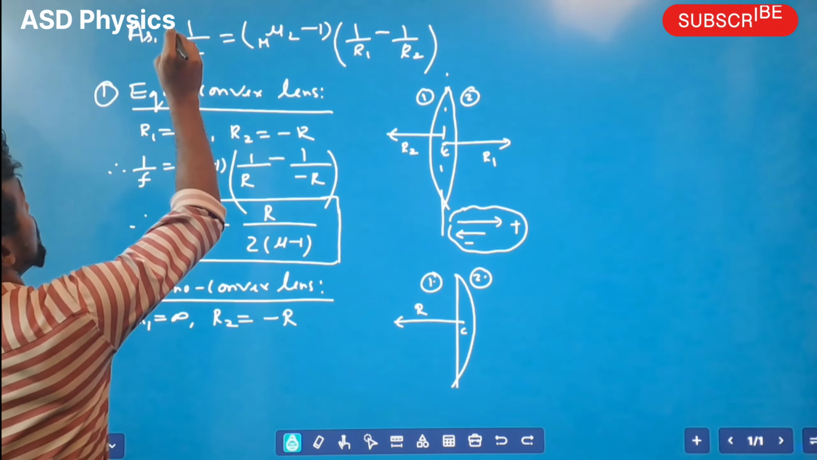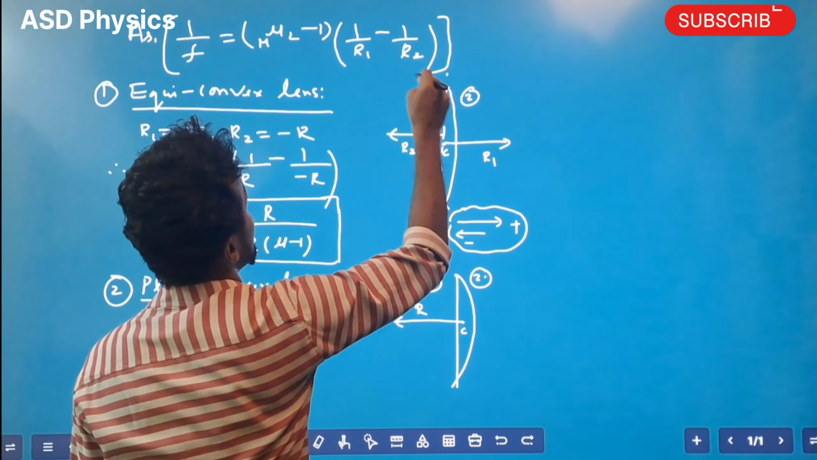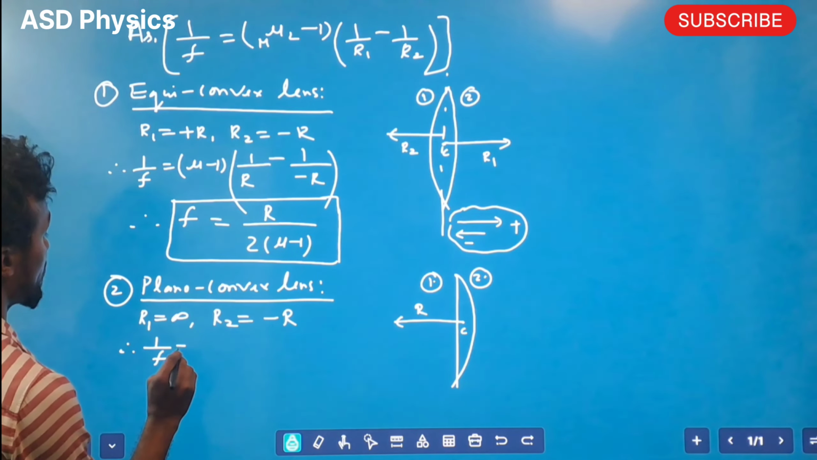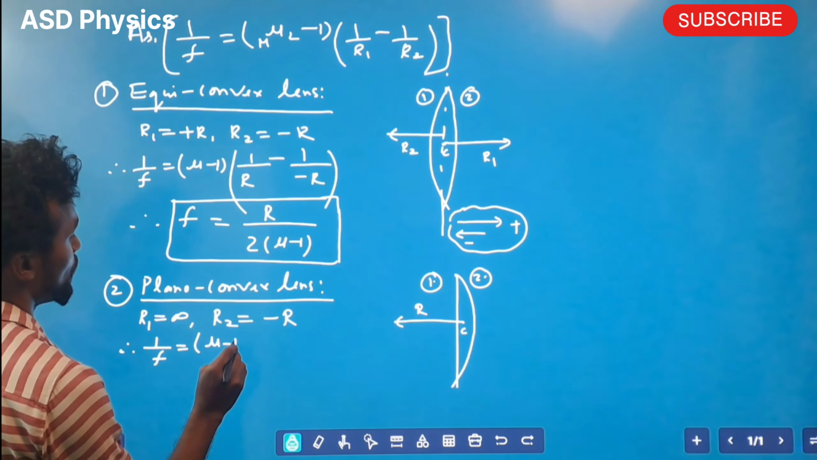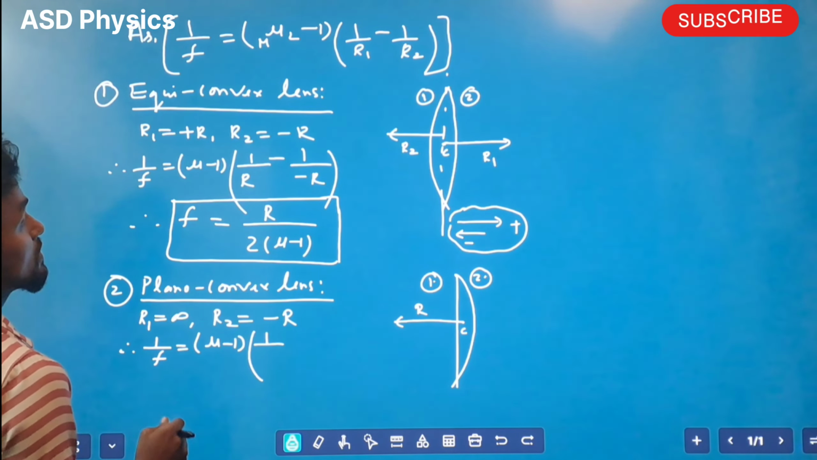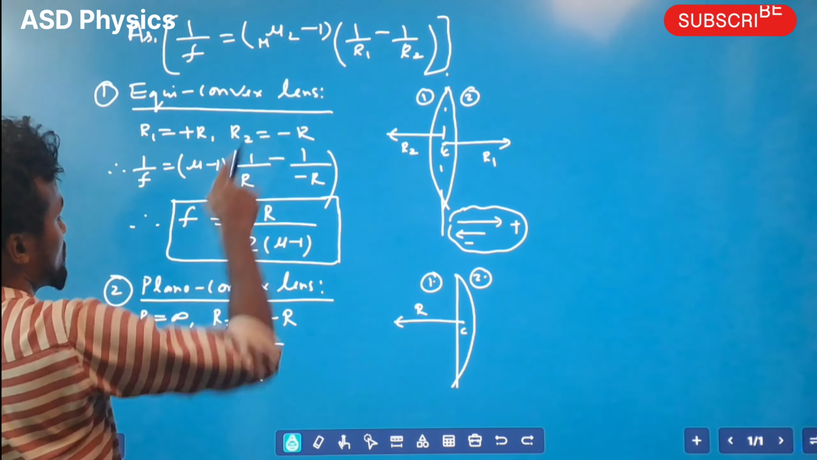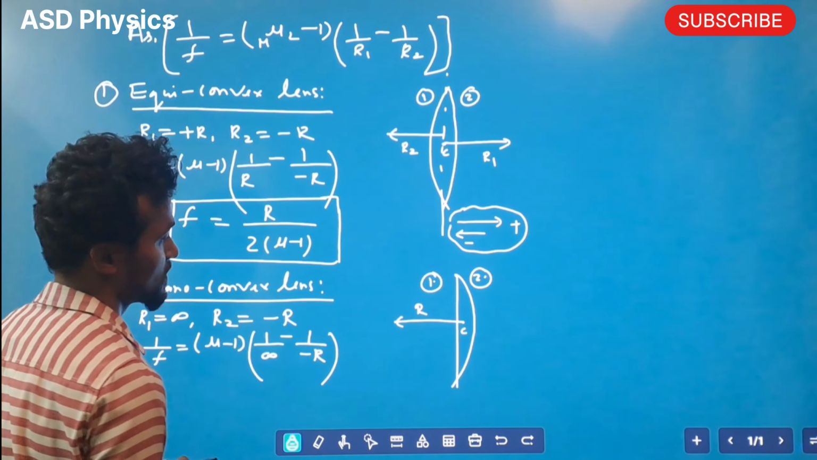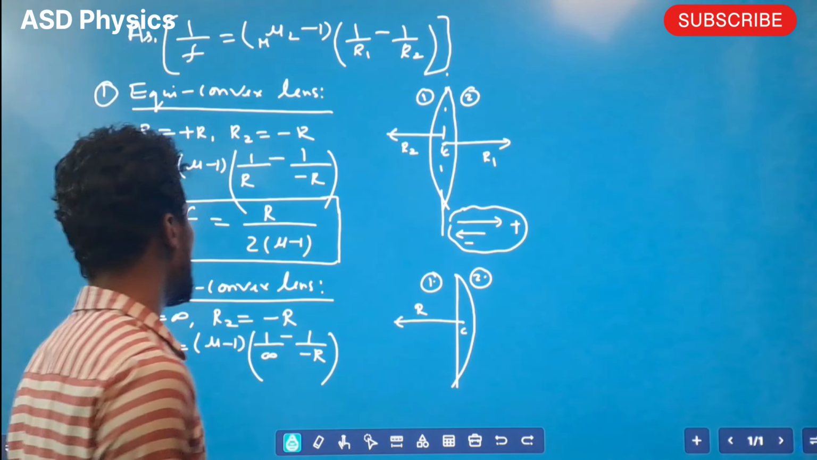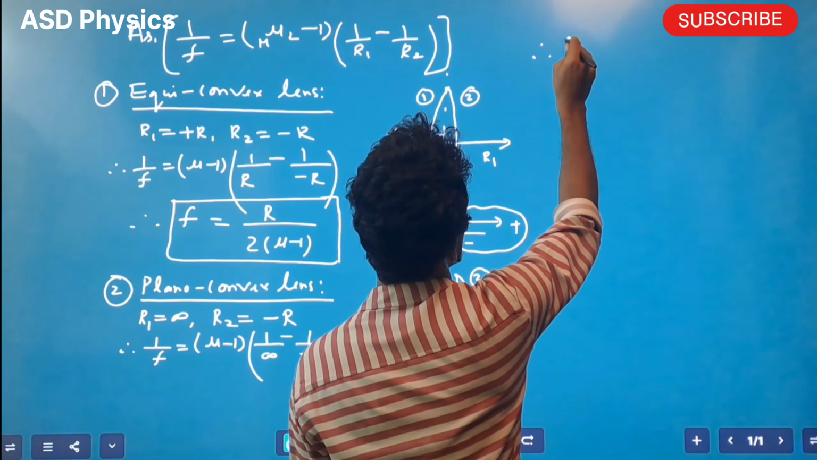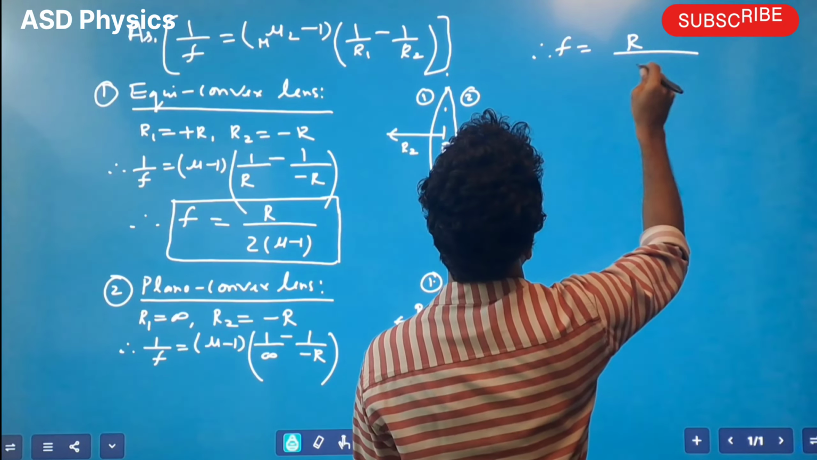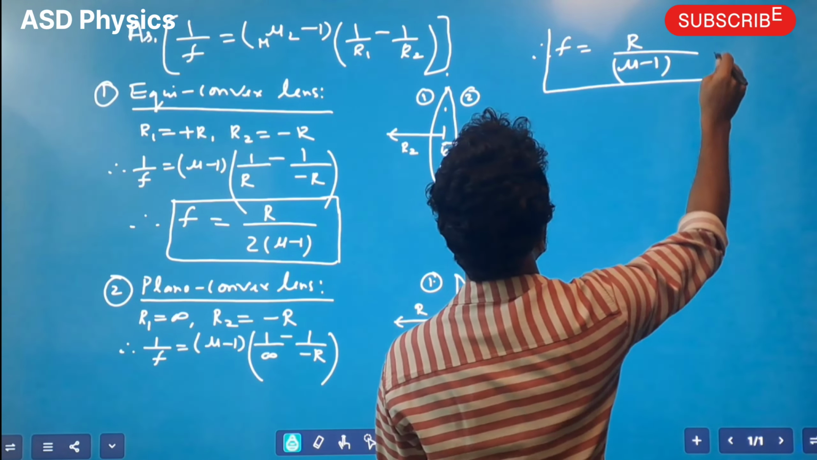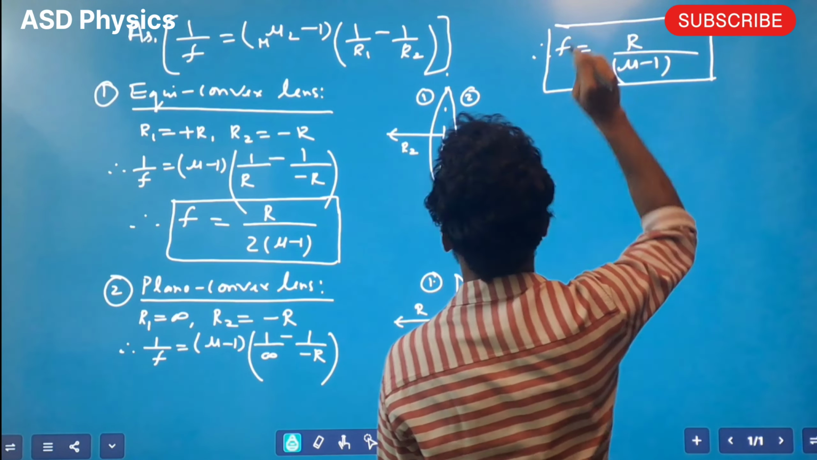Now again, we will use this formula. Now what will happen there? Just guess please. Hence, 1 by f equal to, again, mu minus 1. And here, R1 value how much? Infinite. Minus 1 by minus R. So if we write the final value, this focal length will come R by mu minus 1. So this is the focal length of which one? Focal length of the plano-convex lens.